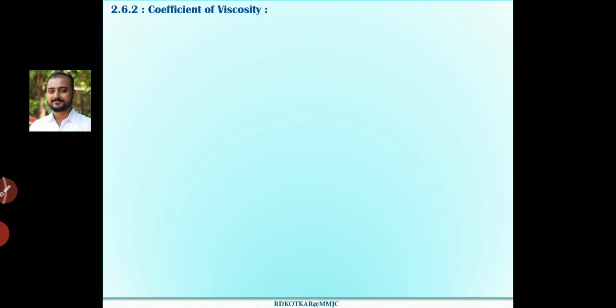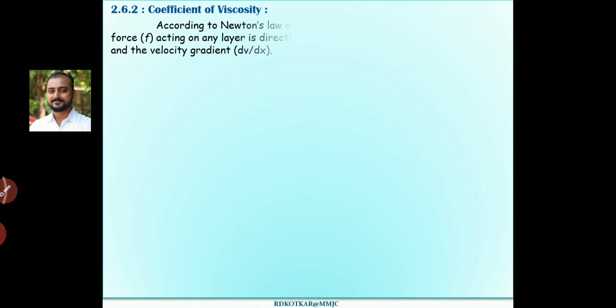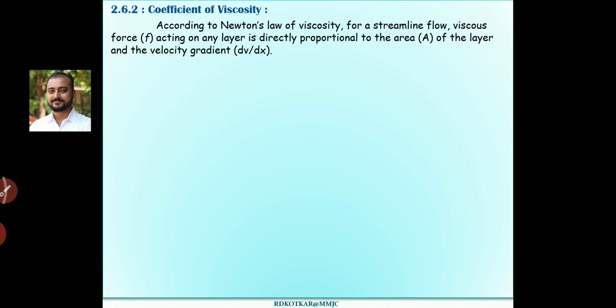Then next is the coefficient of viscosity. Before going to understand this one, we have to consider the law. So what is that? According to Newton's law of viscosity, for streamline flow, the viscous force F acting on any layer is directly proportional to the area A of the layer and the velocity gradient dv by dx.